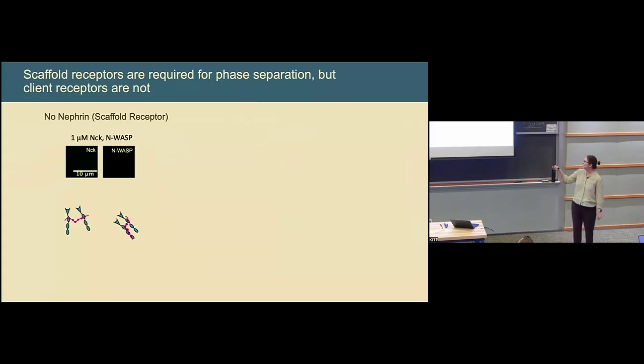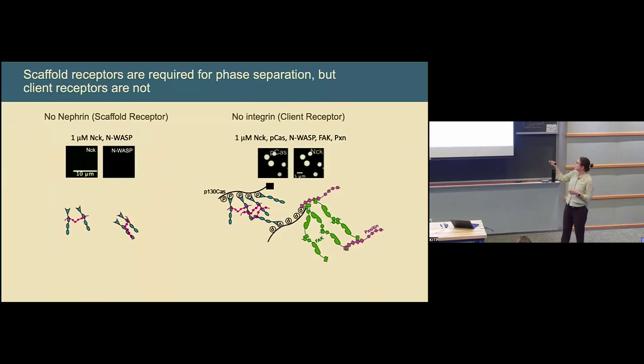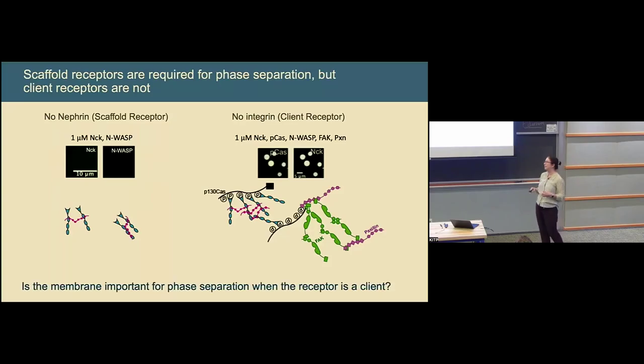Another observation to show you is what happens if we remove the receptor. So in the case of nephrin, again, it's a scaffold. It's required for phase separation. So if you just take the cytosolic proteins in solution at micromolar concentrations, there are no condensates forming. So you really need the receptor in the system to observe the phase separation. In contrast, if you remove the integrin receptor and you just have the adapter proteins, you still form condensates at micromolar concentrations. And so this led to the question of why do you even need the receptor? What role does the receptor play in regulating this?